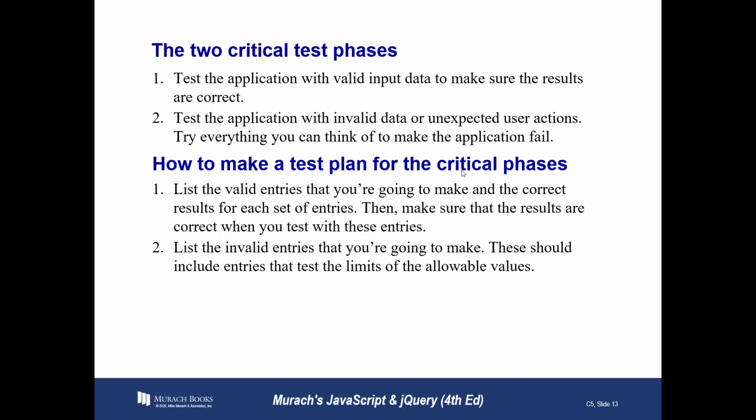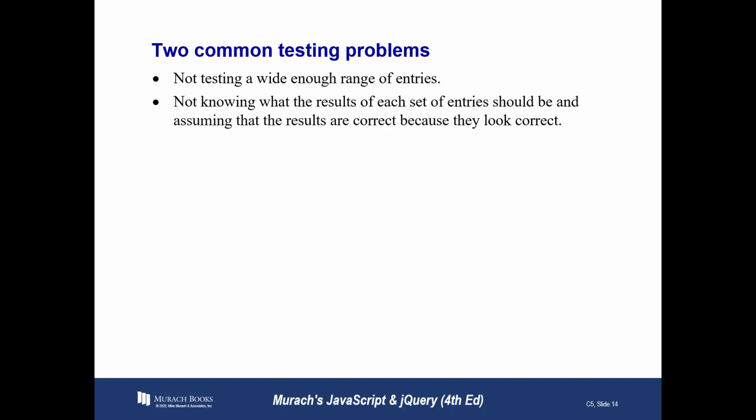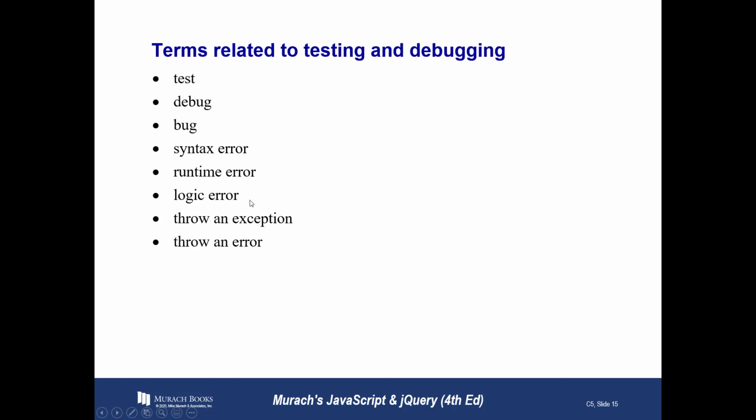So as mentioned there, how to make a test plan: list all the valid entries you're going to make and the correct results for each set, the expected correct results. Then make sure the results are indeed correct. Then list all the invalid entries you're going to make. Literally every time you run a program, you're testing it. It's just the way it is. Common testing problems: not testing with a wide enough array of entries, and not knowing what the results of each one should look like.